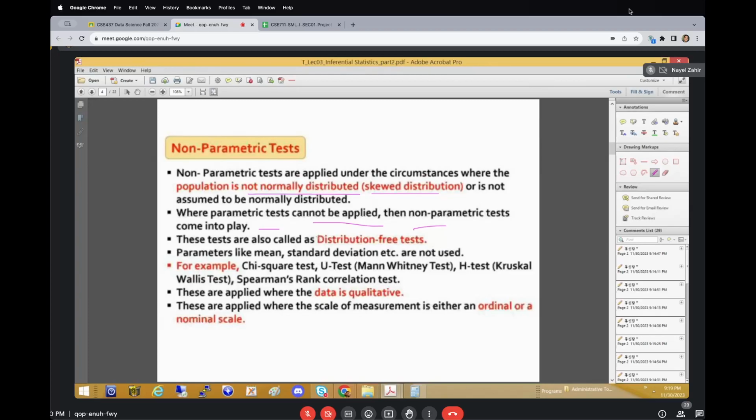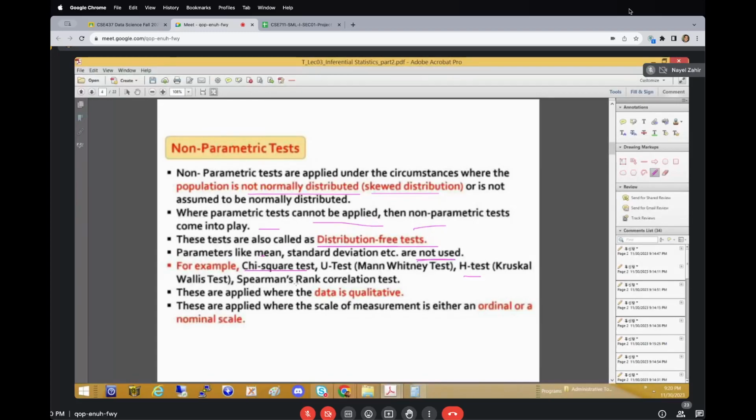These tests are also called distribution free tests, because we usually do not assume a normal distribution, but there is some form of skewed distribution. We may not name those distributions, like maybe gamma distribution or something. That's why it is also called a distribution free test. And parameters like mean and standard deviation are not used. Of the non-parametric tests, one of the popularly used tests is the chi-square test. And the U test is usually the Mann-Whitney test, we call it the U test. And then the Kruskal-Wallis test we usually call the H test.